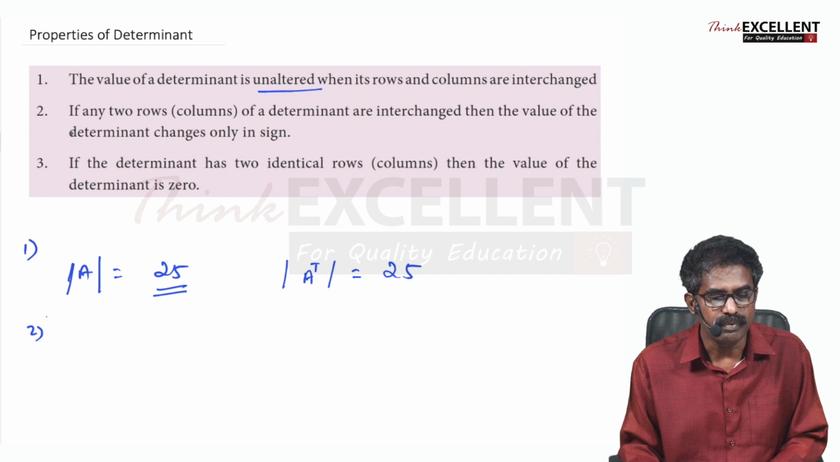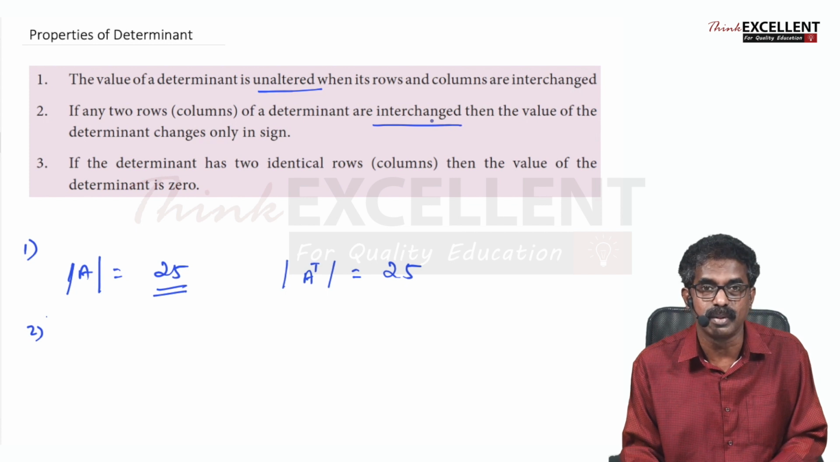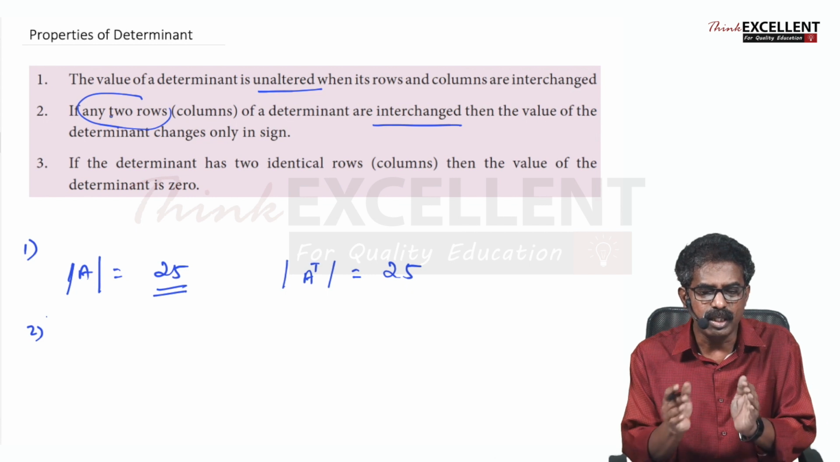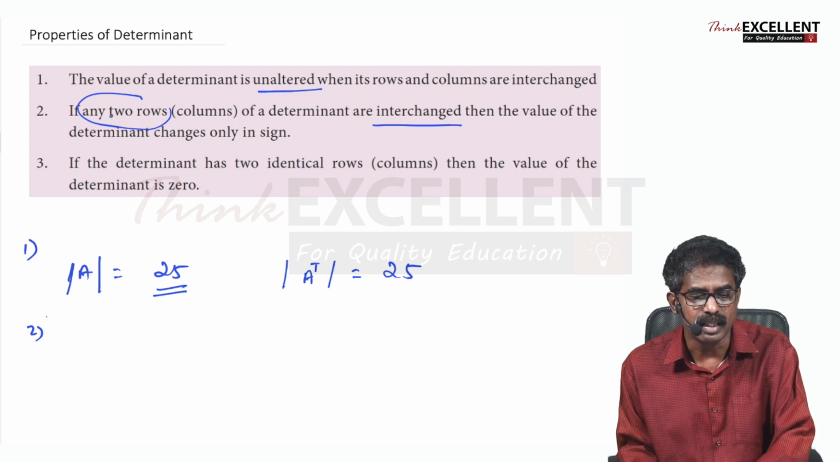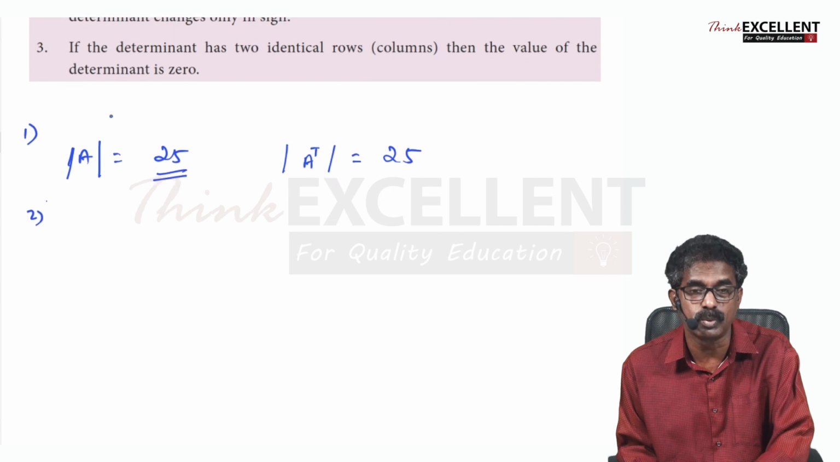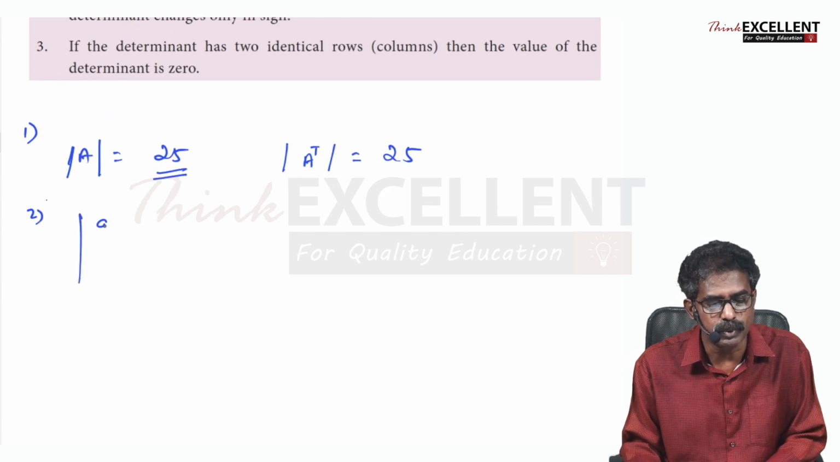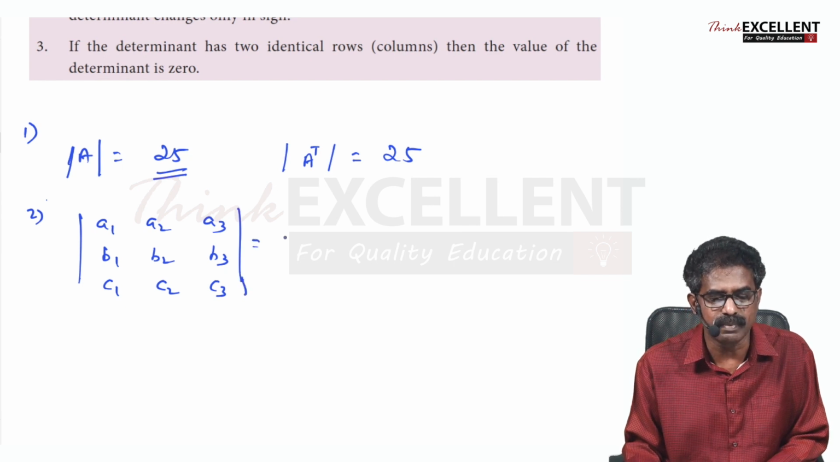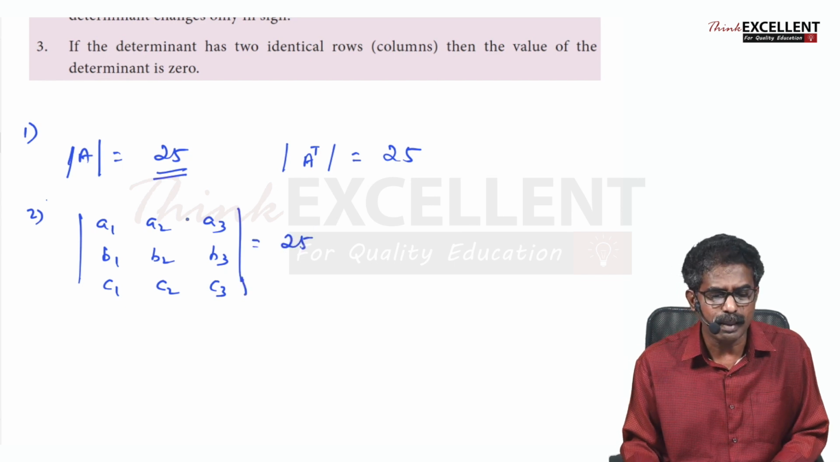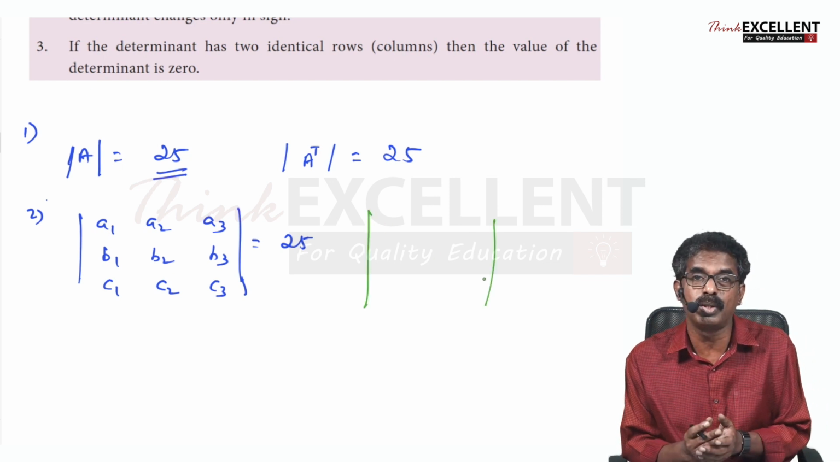The second property is, if any two rows of a determinant are interchanged, not all, any two rows, let us see the column later, okay? Any two rows are interchanged, then the value of the determinant changes only in sign. For example, please listen. Suppose A1, A2, A3, B1, B2, B3, C1, C2, C3. This is one determinant. I'm taking its value, say 25. Now I'm going to form a new determinant.